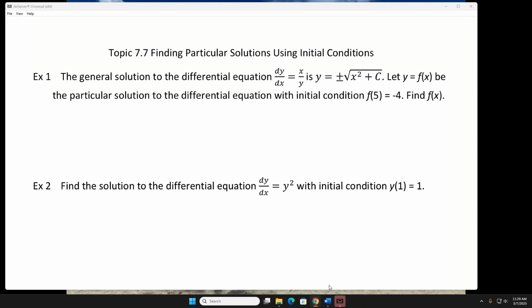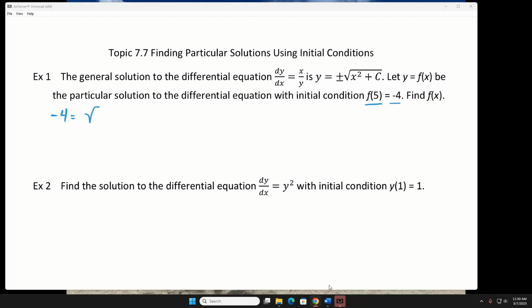And so we're going to let y equals f of x be a particular solution to the differential equation with the initial condition that f of 5 is equal to negative 4. And so what we're going to do is just plug in those values, and then we'll be able to find c, and then that will give us the particular solution. And so y is going to be negative 4.